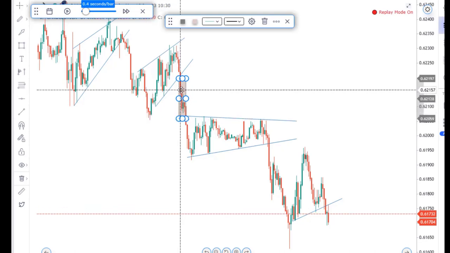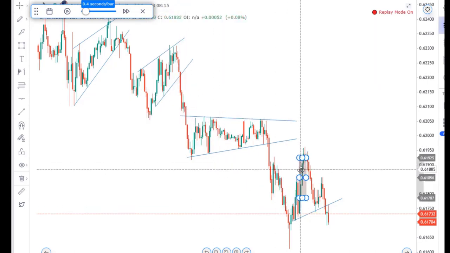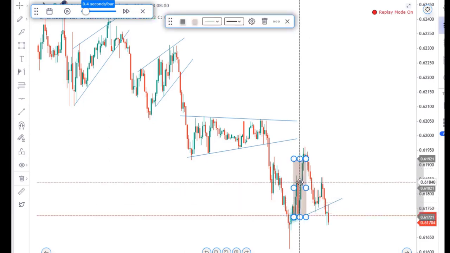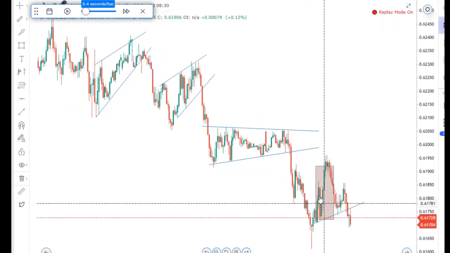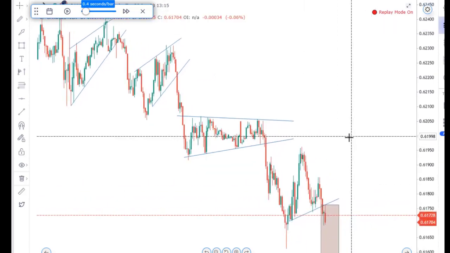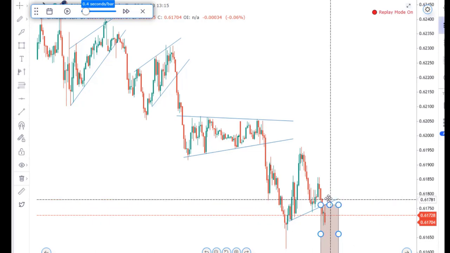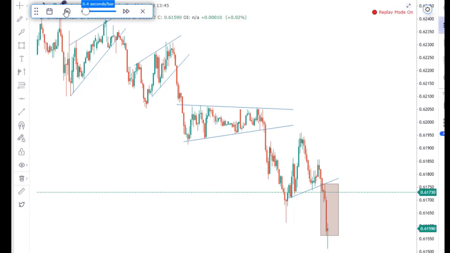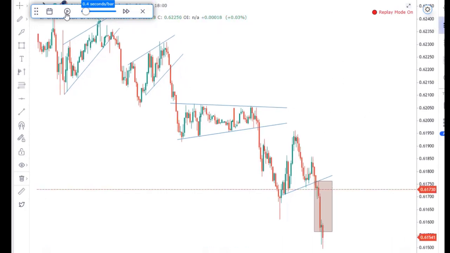And then here you can do the same. You measure the size of the pattern, and then you place it as your target. So you just place here the size of the pattern, and remember I've already entered the trade, with your stop loss above this candlestick that led to the breakout, and your target like that. Let's see how it plays. You see it drops and then the target hits.